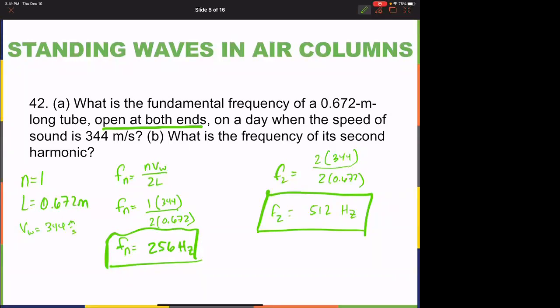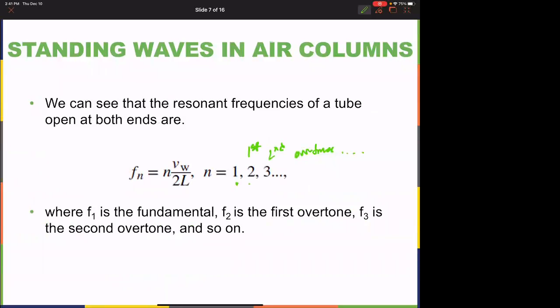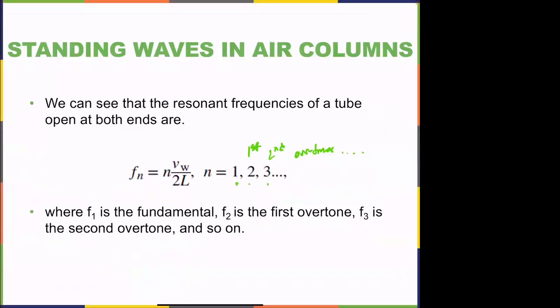Anybody have any questions on that one? So for its second harmonic, it wouldn't be 3, it would be 2. It's the first overtone, because for a closed pipe, you go every one for the harmonics. The overtones are up here. The third harmonic is the second overtone. Oh, got it.